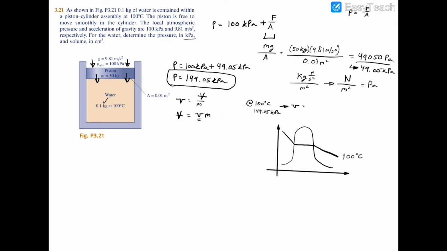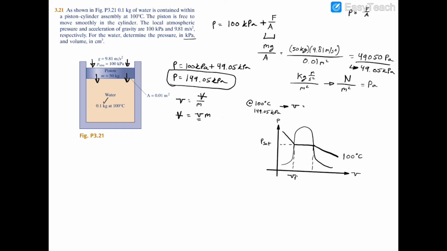And on the y-axis, we're going to have the pressure. And on the x-axis, we're going to have the specific volume. Now, along this horizontal is where the phase change happens. This is where your pressure is saturated. So this is your Psat. And we're going to have to retrieve what that is for 100 degrees Celsius.